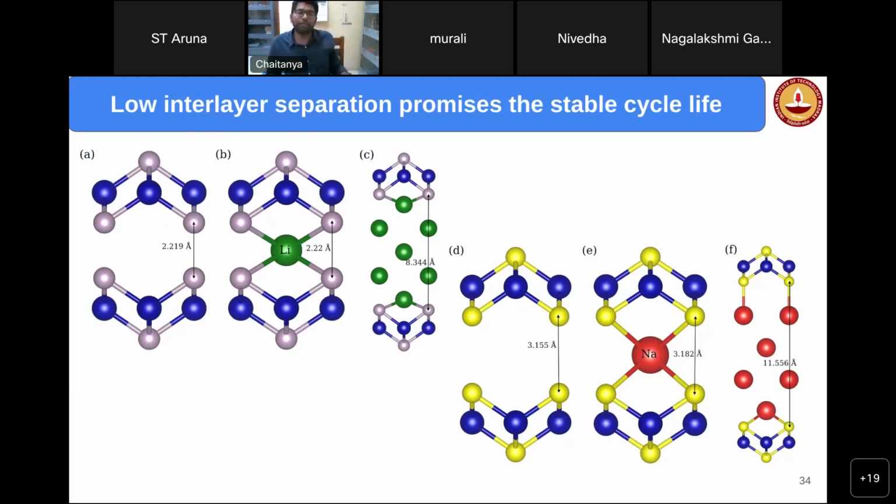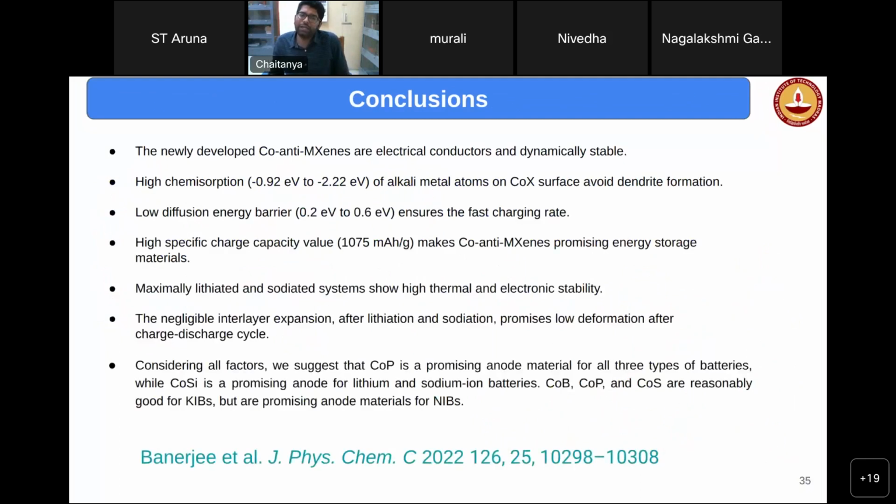So considering all of these things, we can conclude that the newly developed cobalt anti-MXenes are electrical conductors and they are definitely dynamically stable. They have high chemisorption, or at least moderate to high chemisorption, for the alkali atoms. That means they are not going to form any dendrites. And they have low diffusion energy barriers, so the atoms can easily move during charging and discharging on these surfaces. Similarly, because of this high specific charge capacity, they might have good usage in energy storage materials.